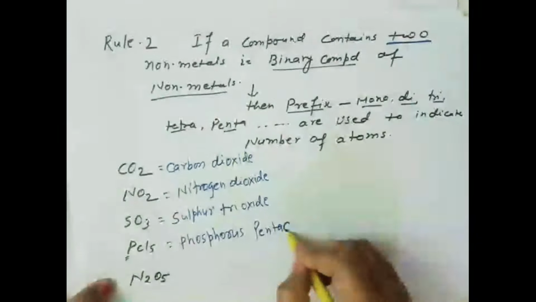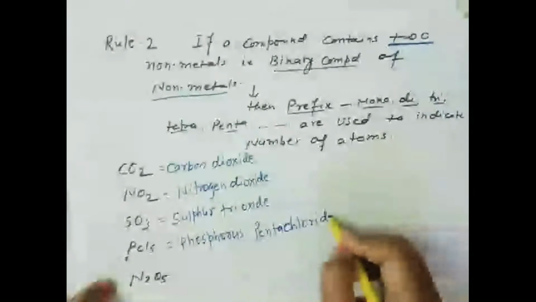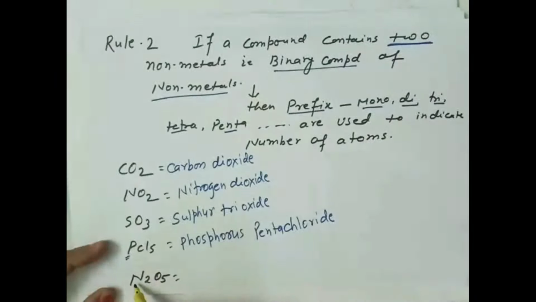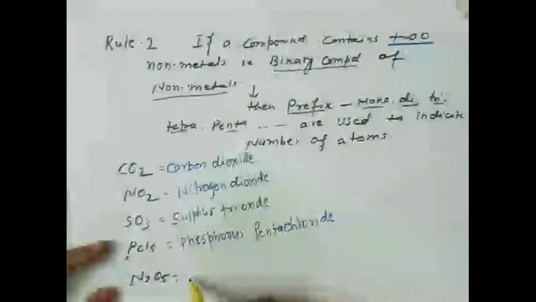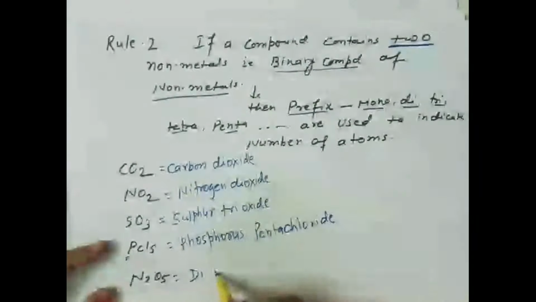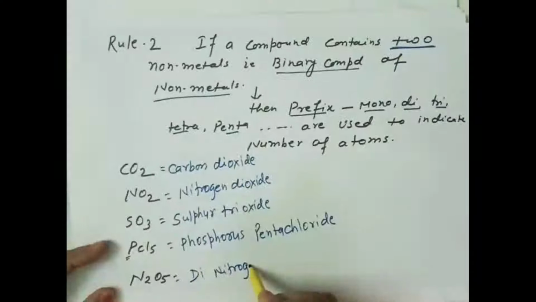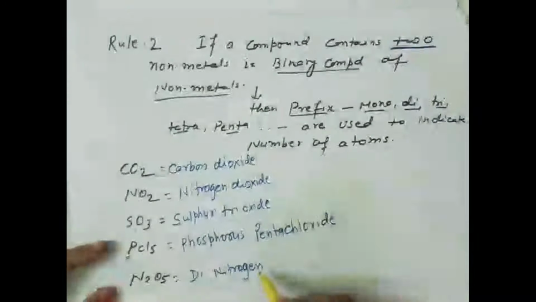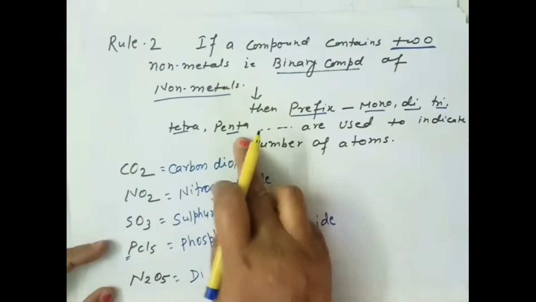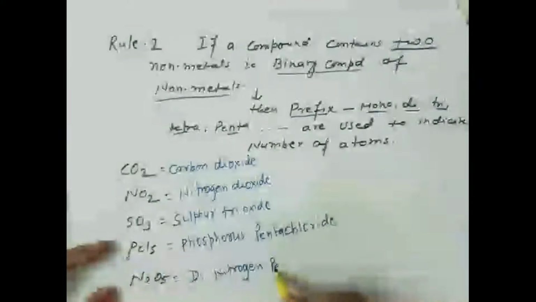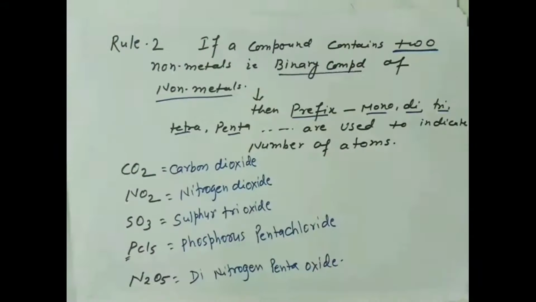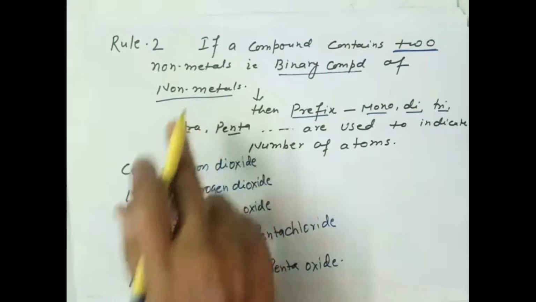And for chlorine we will write chloride. In the non-metal we have to use suffix IDE. Here it is nitrogen and oxygen. 2 nitrogen are here, so we will write di-nitrogen. 2 for di, for 2 nitrogen, di-nitrogen. And 5 oxygen. For 5 there is penta. Dinitrogen pentaoxide.